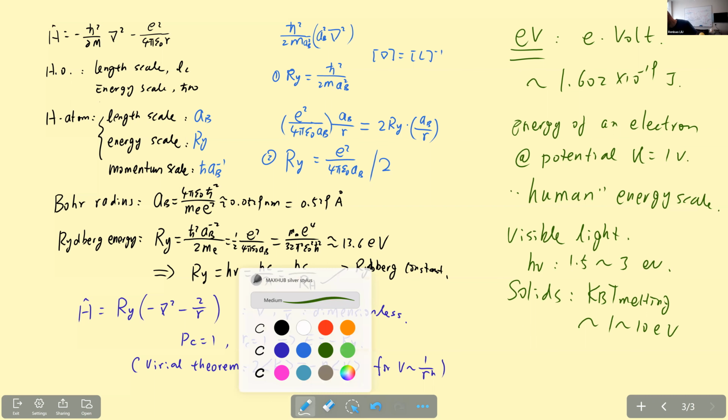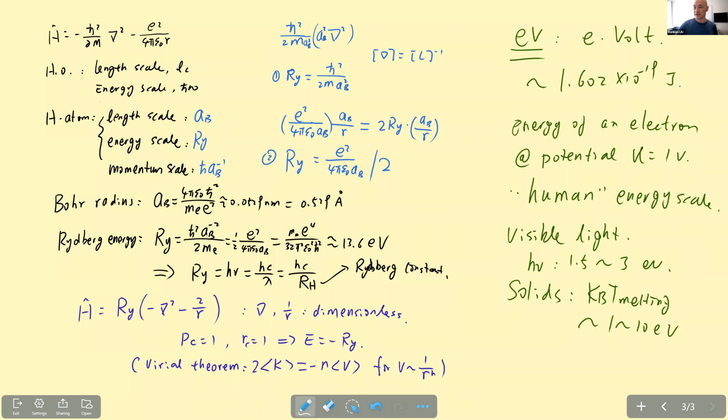That's so much about this energy scale, which is always important in physics. The scales are important. If you want to study physics, you should keep in mind the energy scales.